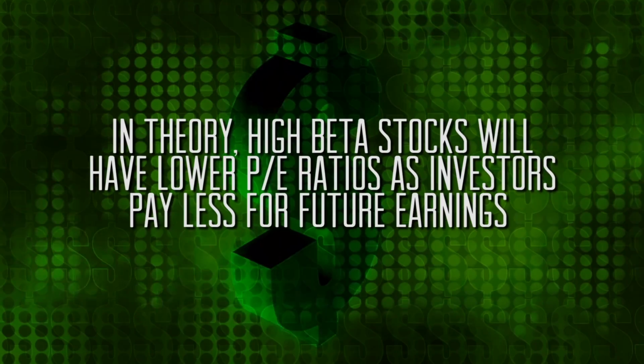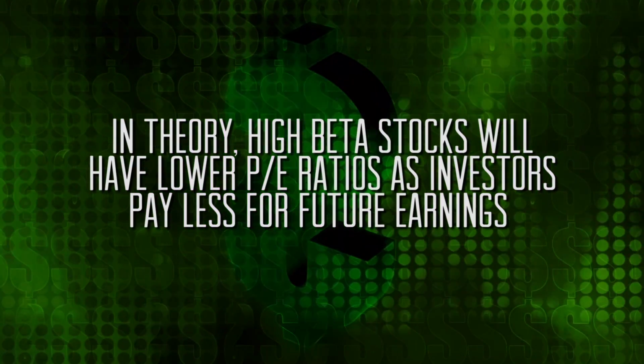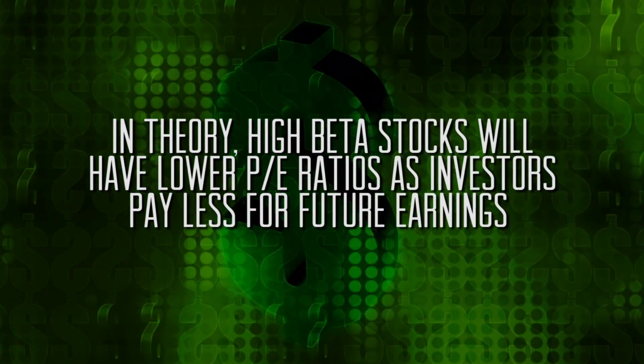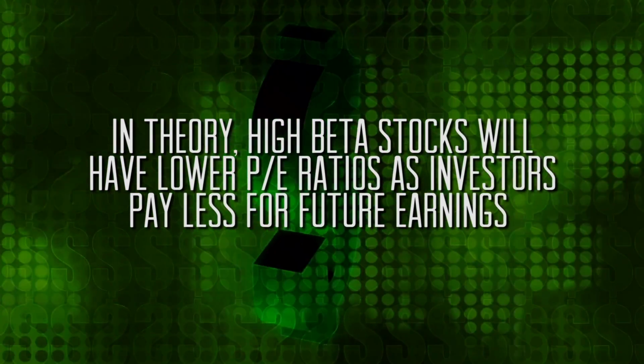Recall that investors don't like bumpy rides, but can often be paid extra to tolerate them. Beta is the measure of how bumpy the ride has been so far. In theory, high beta stocks will have lower PE ratios as investors pay less for the future earnings. However, as discussed before, there are many other factors that drive PE.